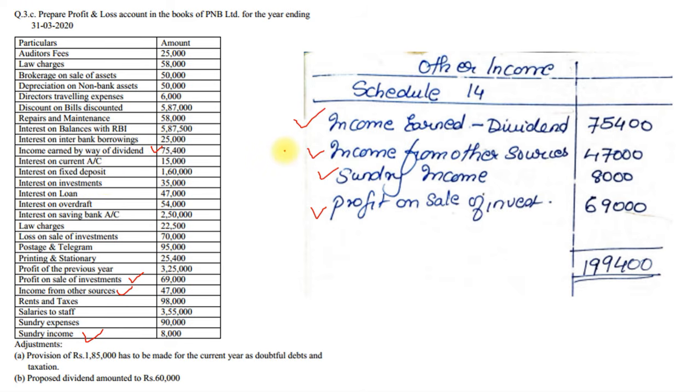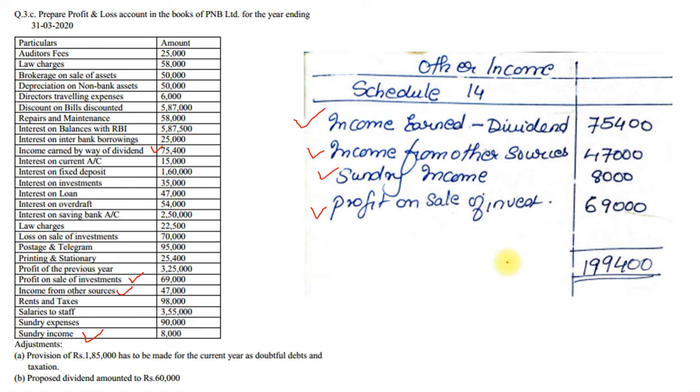So there are four incomes which are other than the interest earned in the question that come under schedule 14. So those are 74,75,400, 47,000, 8,000 and 69,000. The total comes to 1,99,400. Okay, this is the second schedule, that is schedule number 14, that we had to create.